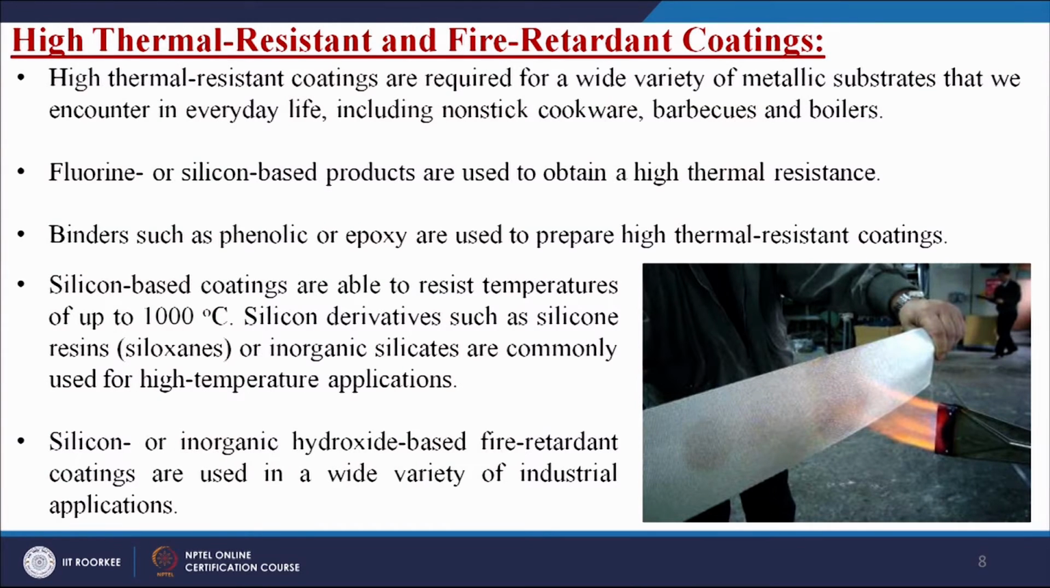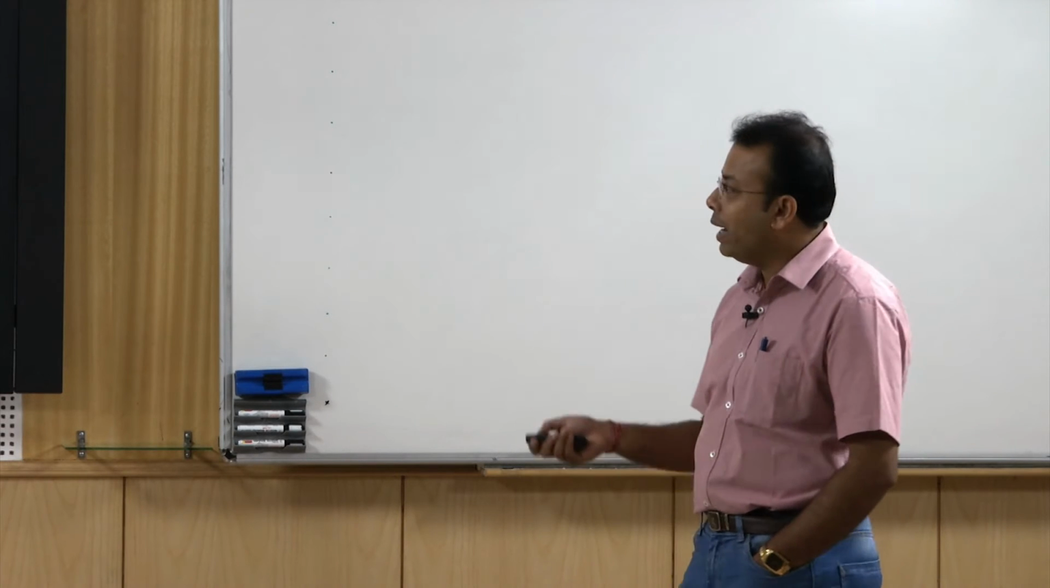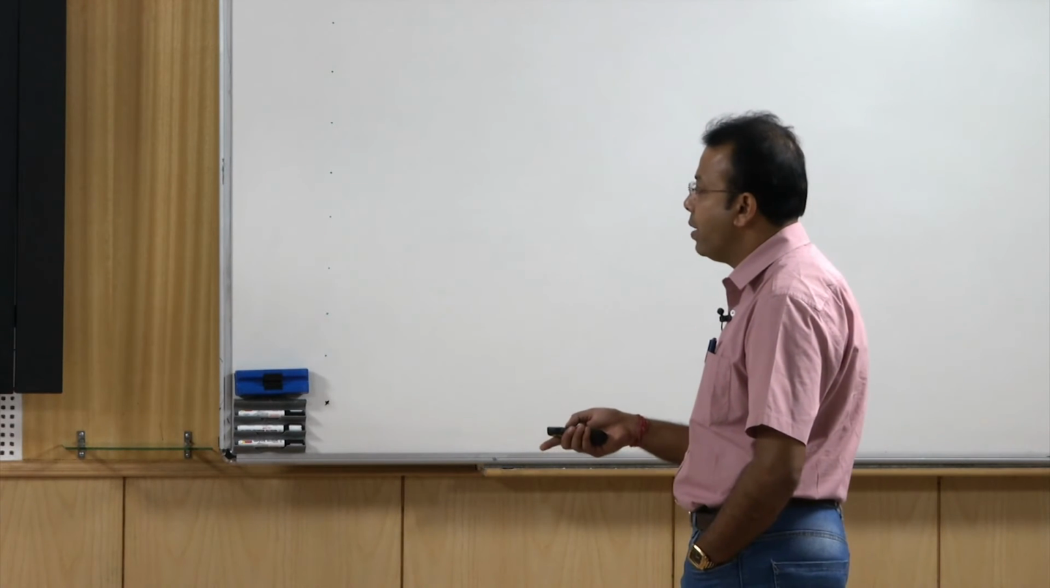So, high thermal resistant coatings are required for a wide variety of metallic substrates that we encounter in everyday life, including non-stick cookware, barbecues and boilers. So, non-stick cookware is the perfect example for this kind of technique. Fluorine or silicon based products are used to obtain high thermal resistance. Binders such as phenolic or epoxy are used to prepare high thermal resistant coatings. So, here you can see that we are using some materials which, even in the flame, are not degrading. So, these all are the different applications or advancements of surface engineering using these high thermal resistant or fire retardant coatings.